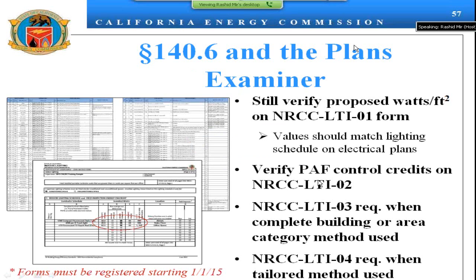Okay, so this is a luminaire schedule, and I had a hyperlink to it, but it doesn't want to work for some reason right now. But as plans examiners, electricians, you know what those schedules look like. And so you're going to want to verify that the values on the LTI1 form match what's on the luminaire schedule.